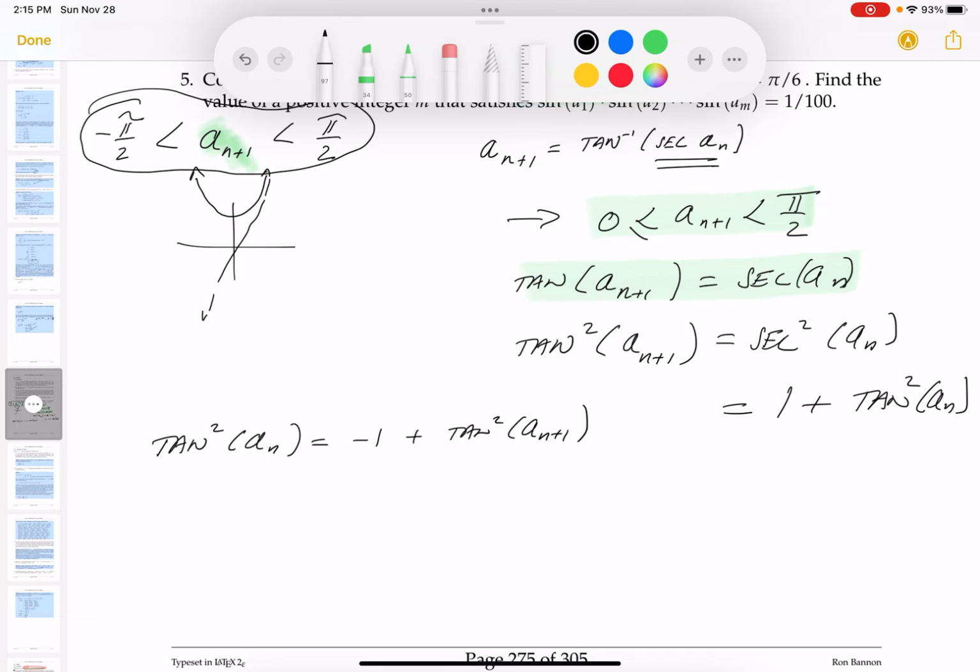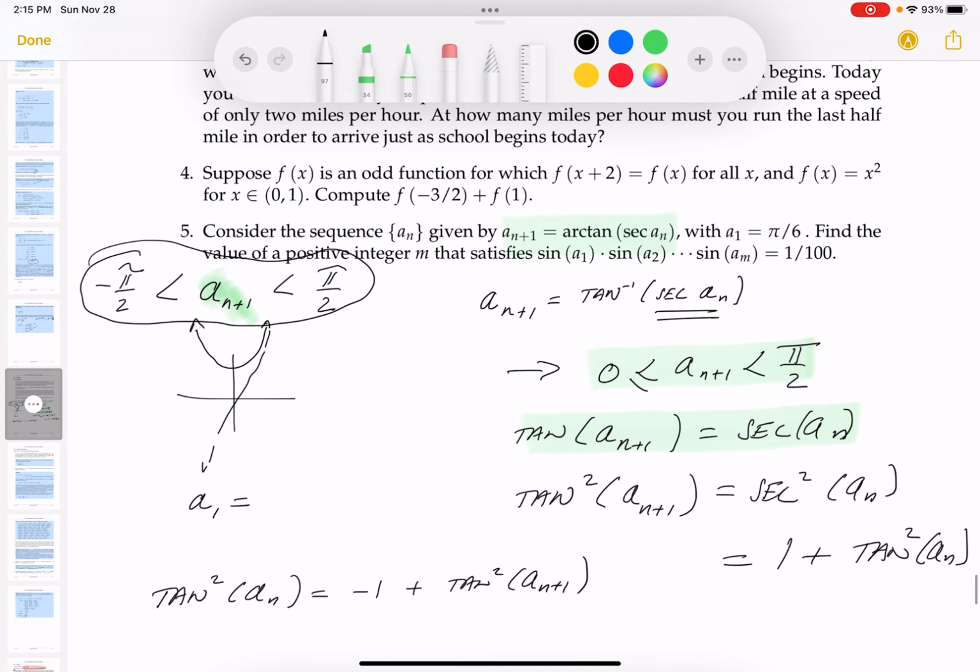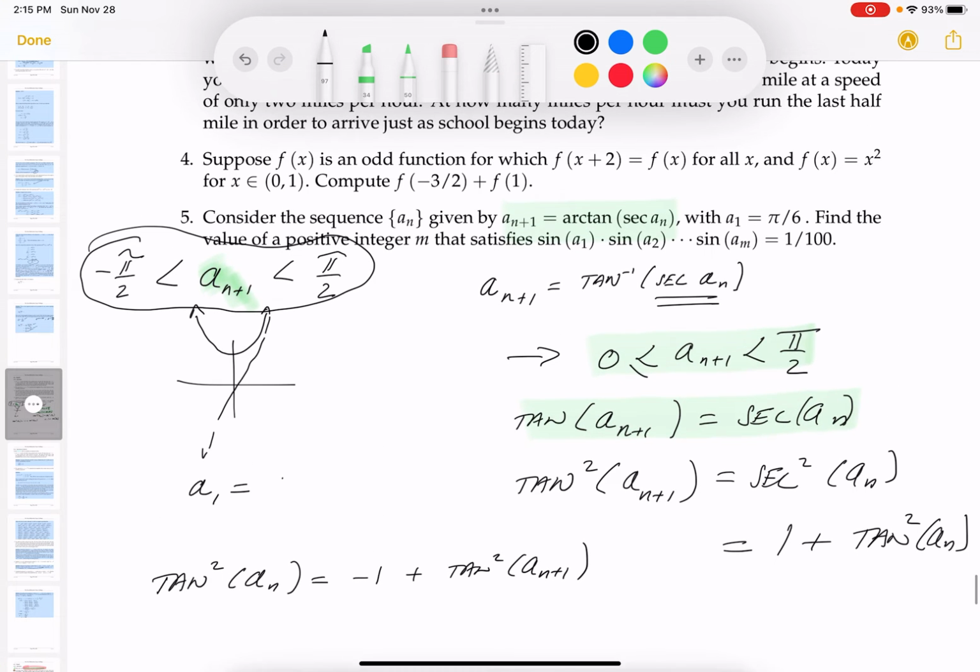And let me start writing this down now. I'm going to try to get a pattern out of it, and I'm not sure if I'm going to get a pattern out of it. So I'm going to write down, let's see. Let's try A1. Well, I think I know what A1 is, right? A1 is just pi over 6.